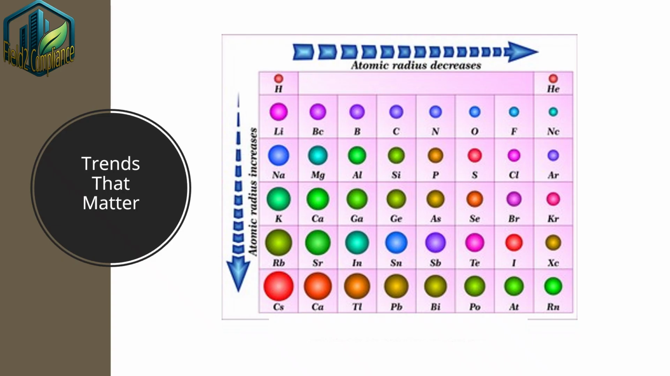Across a period, atoms shrink and electronegativity increases, meaning atoms pull harder on the electrons. Down a group, atoms get larger and easier to ionize. These trends affect corrosion, bonding, and conductivity. This is critical in material selection and hazard control.